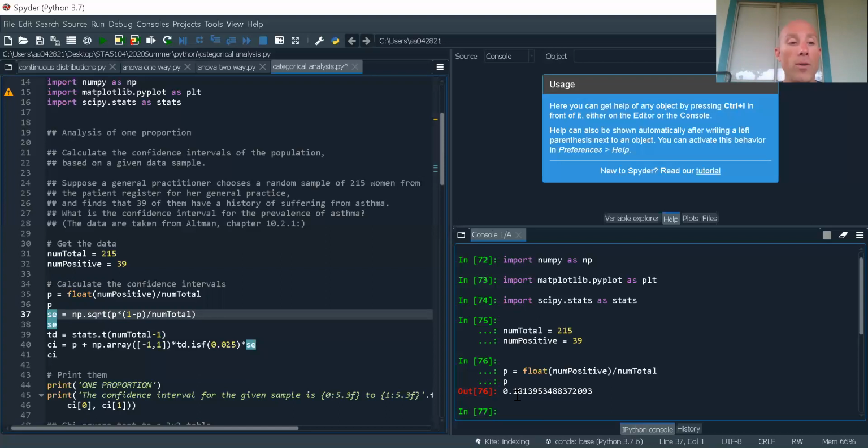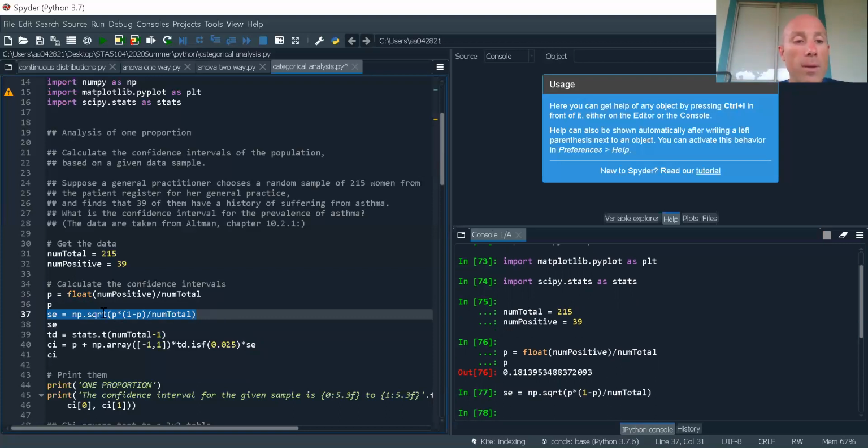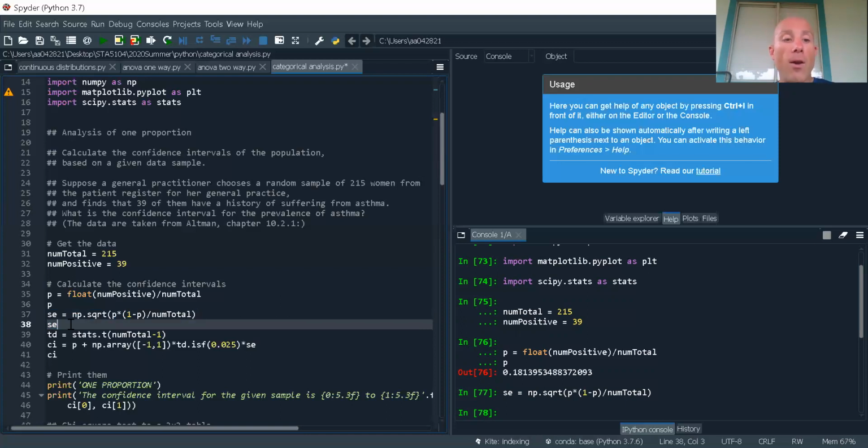Okay, so what I'm going to do is get the standard error that the central limit theorem gives me for a binomial problem like this. Let's go ahead and calculate that. The variance of a binomial distribution is n times p times 1 minus p. If we do a little bit of adjustment, the standard error is p times 1 minus p divided by the total number, then I take the square root. And that tells me my standard error.